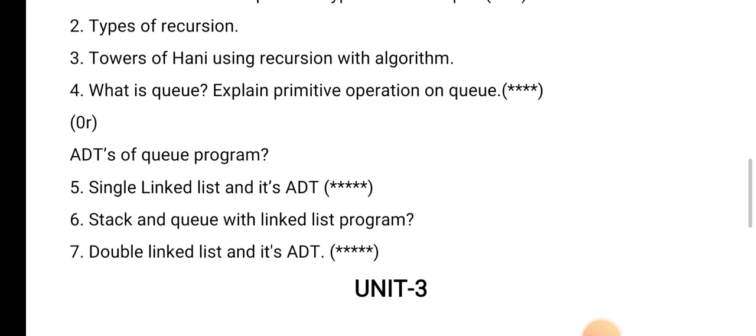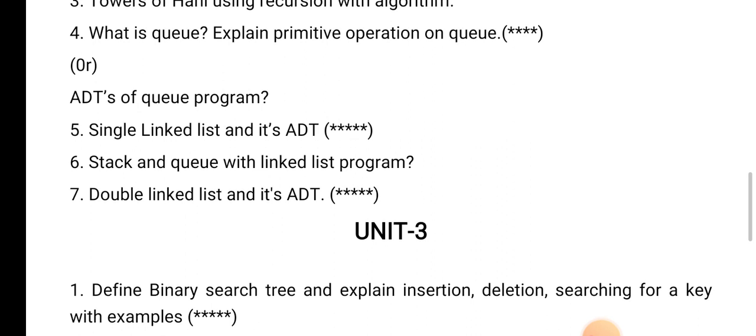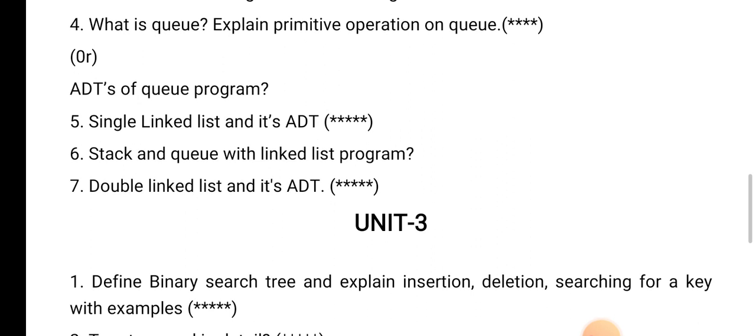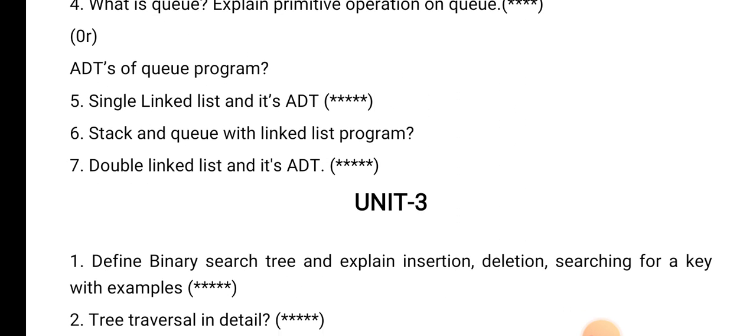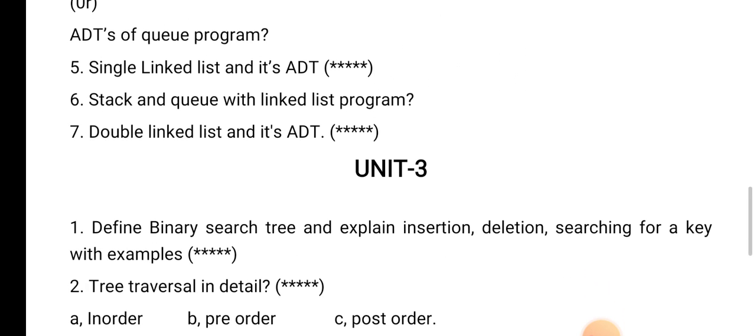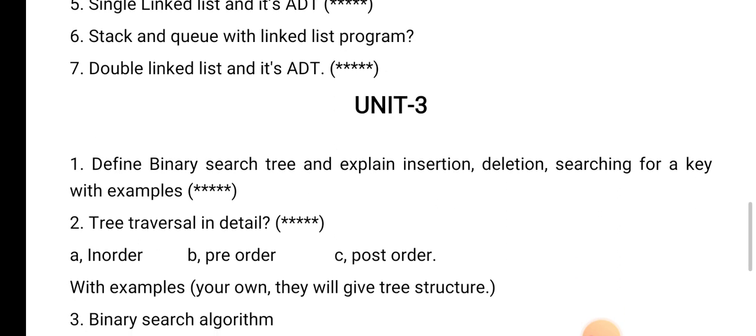So when it comes to Unit number 3, binary search tree: explain insertion or deletion, search for a key with an example. This you have to explain. And next, tree traversal in detail. This is also one of the very important ones: inorder, preorder and postorder with your own example.